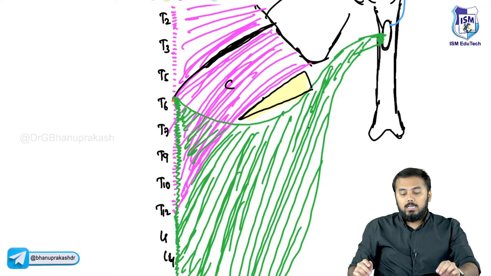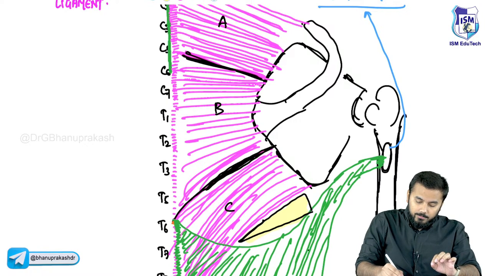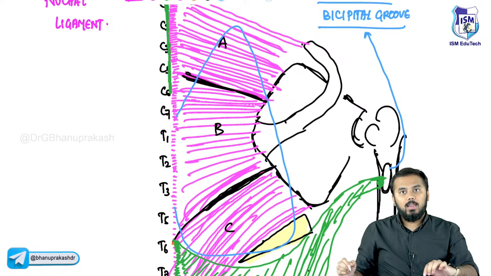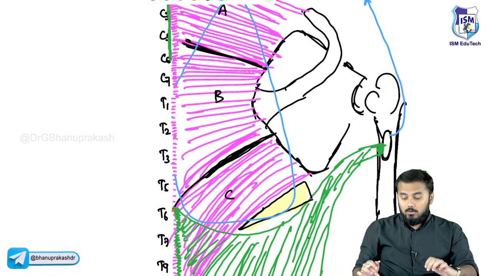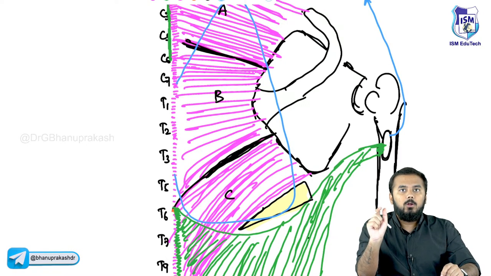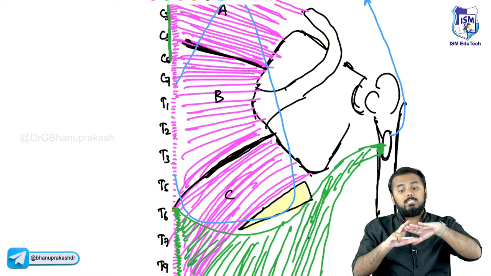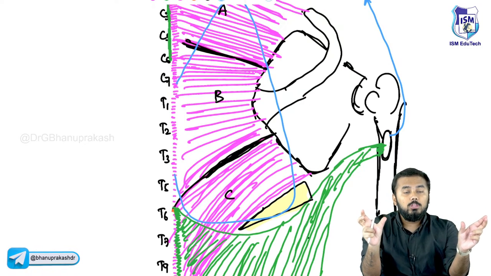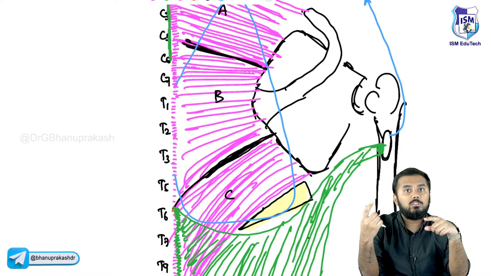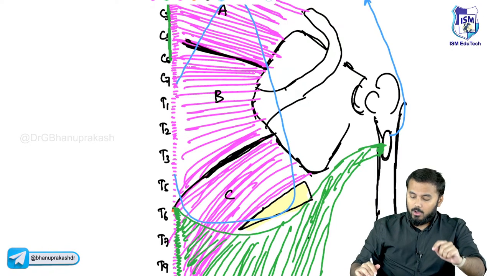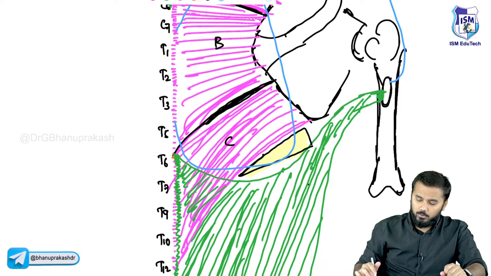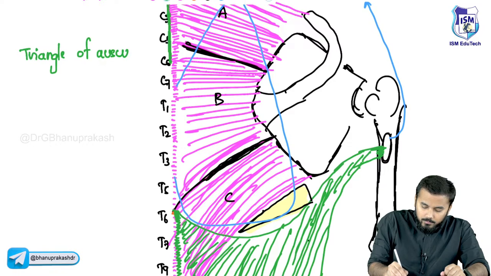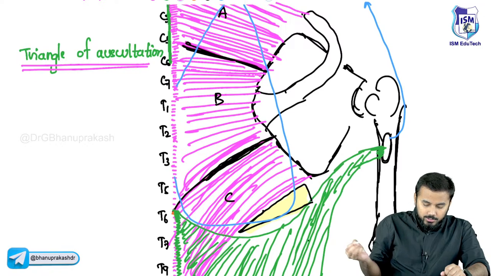Now, what is the use of this triangle, guys? If I put the lung over here, these are your lungs. The lower part of the lung can be very nicely heard on auscultation. When you put the stethoscope at this point, where the two muscles are not overlapping and leave a gap, you can listen very clearly to both lower lobes of the lung. That is why this triangle is called the triangle of auscultation. Auscultation means whatever you listen to with the stethoscope. So that is the triangle of auscultation.